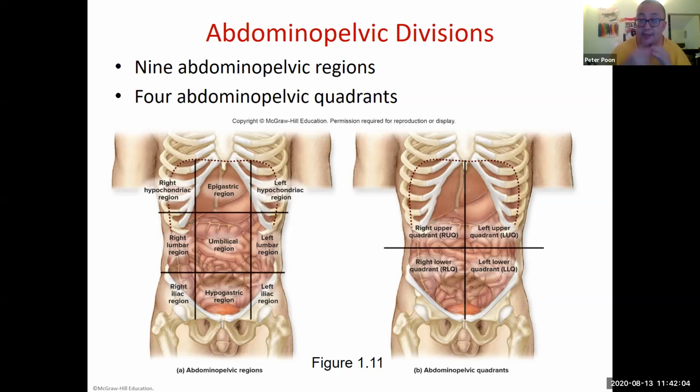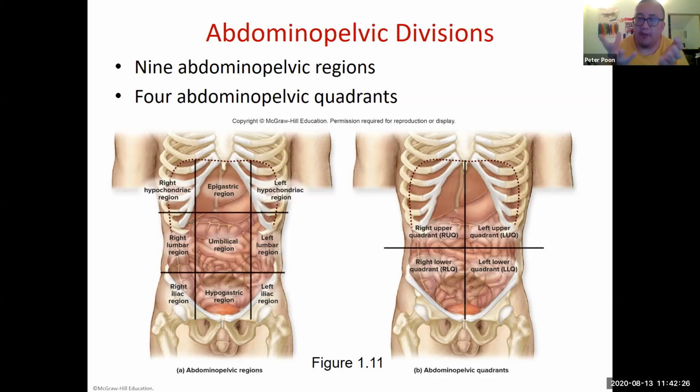Hopefully your answer is the belly button, because everybody has a belly button. So you have a belly button, you have things above the belly button, and you have things below the belly button. Everything above is upper, everything below is lower. Everything to the right is right, and everything to the left is left.